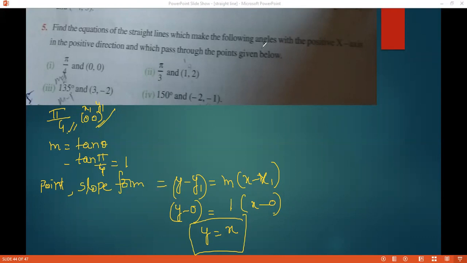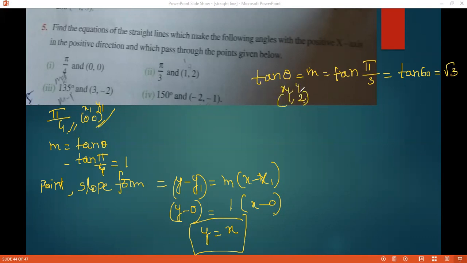Okay. Next, look at the second part. The second part says pi by 3 and 1 comma 2. So tan theta, that is the slope m. M is how much? Tan pi by 3, that is tan 60. Okay. Tan 60 is root 3. And then the point is given. What is the point? 1 comma 2. That is x1 comma y1.